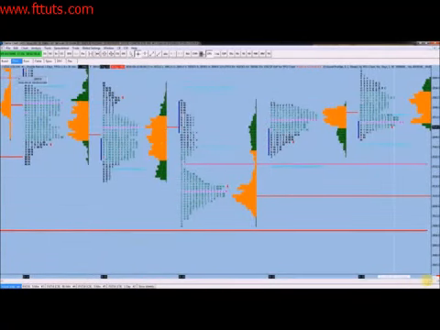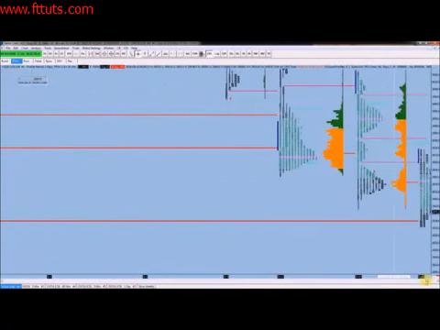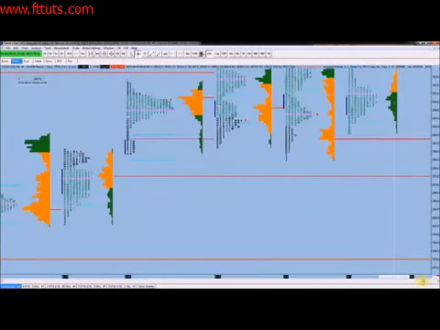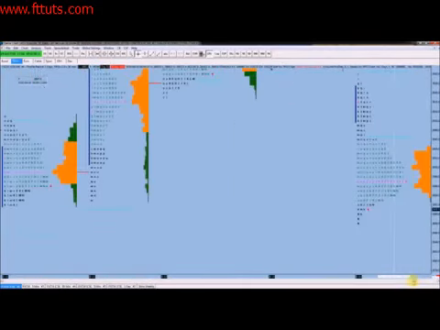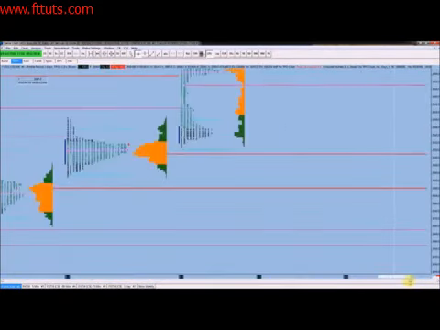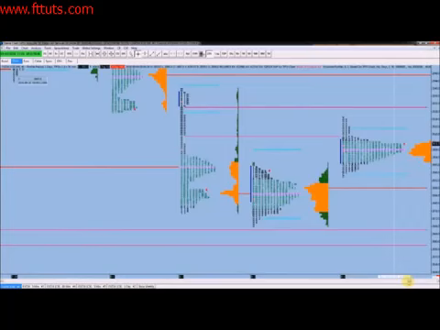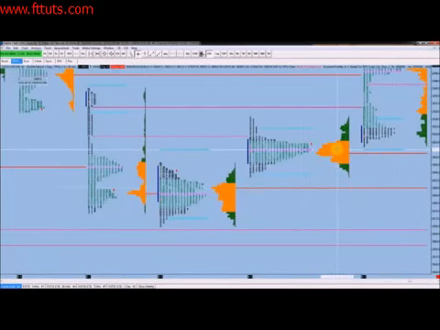So that VPOC from 29.06 was created, blimey, ages ago. There it is, created on this strong day here. So not only on this day did we have an incredibly strong naked VPOC, we also had a very, very high TPO count that came in at 29.08.